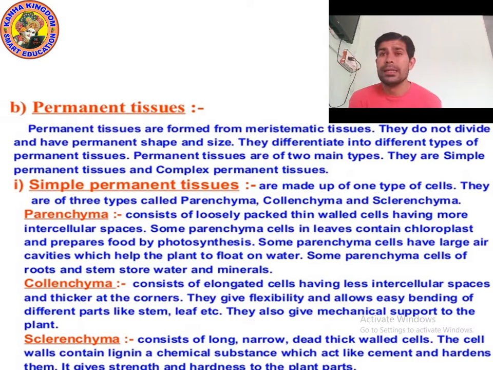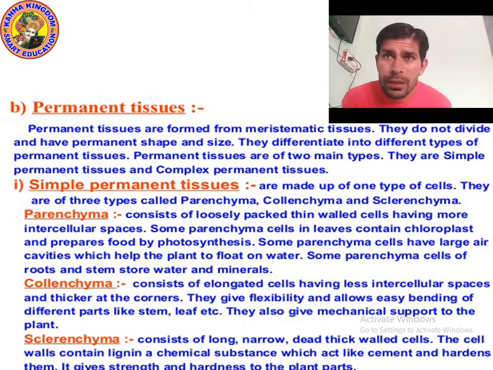While the walls of sclerenchyma are thick, they have more intercellular space. Intercellular space means the space between the cells. I will show you the picture, then you will understand.